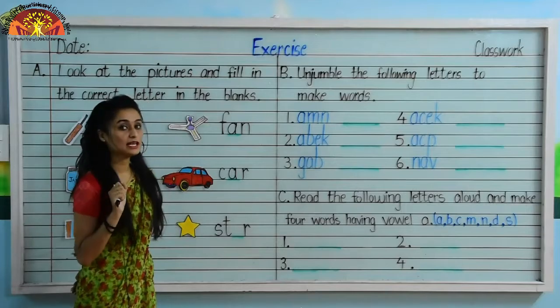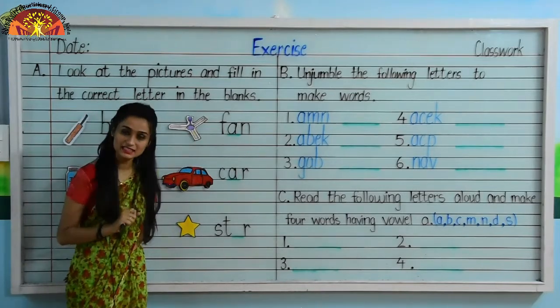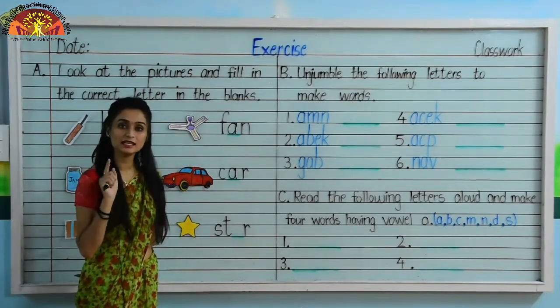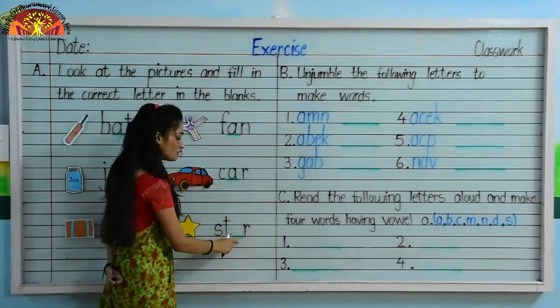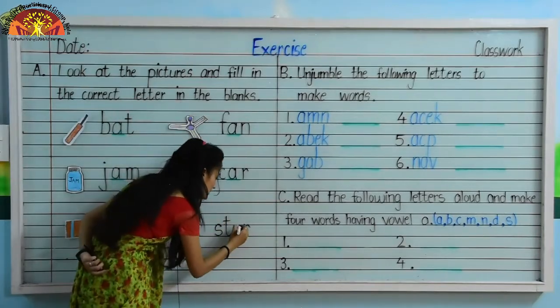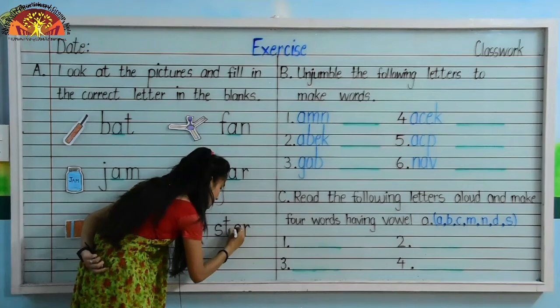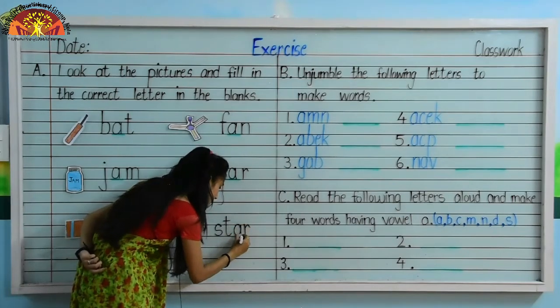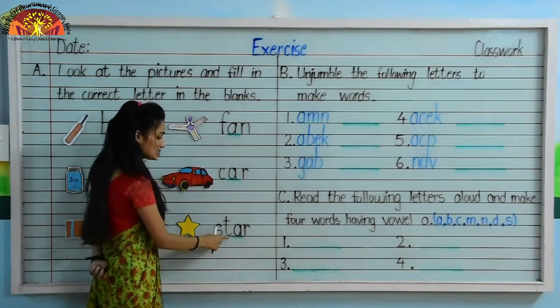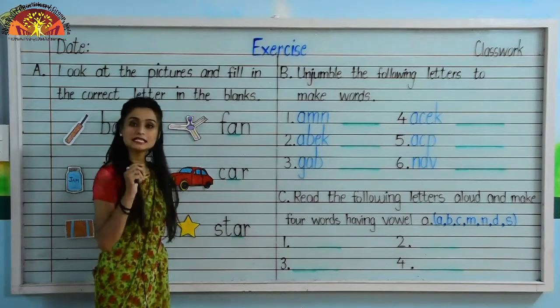So tell me which letter is missing, kids? Yes, you are right. Letter A is missing. So we have to write letter A over here at the place of this blank, like this. So our spelling is S-T-A-R. Star.